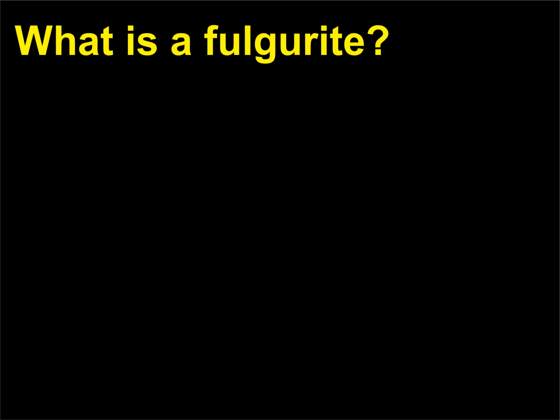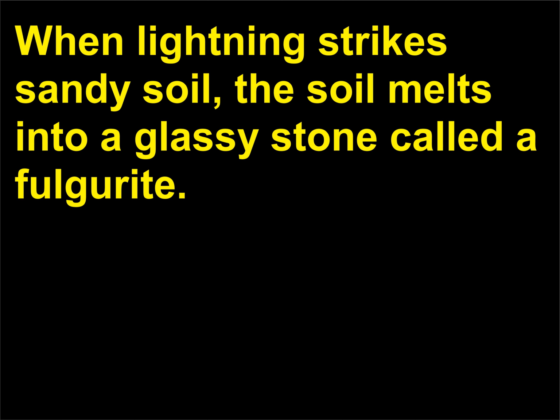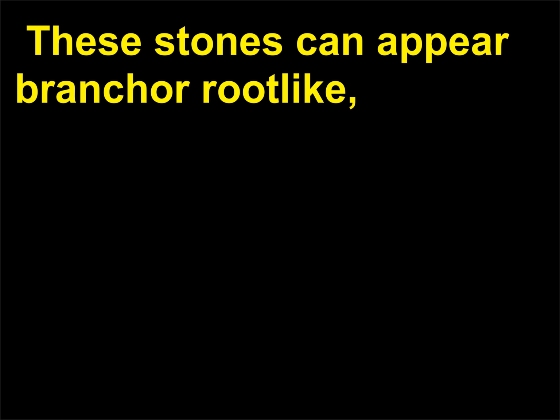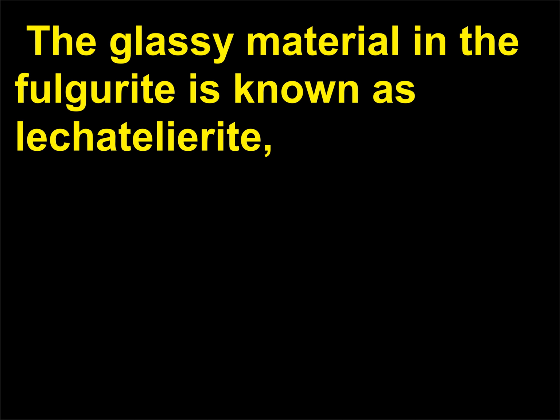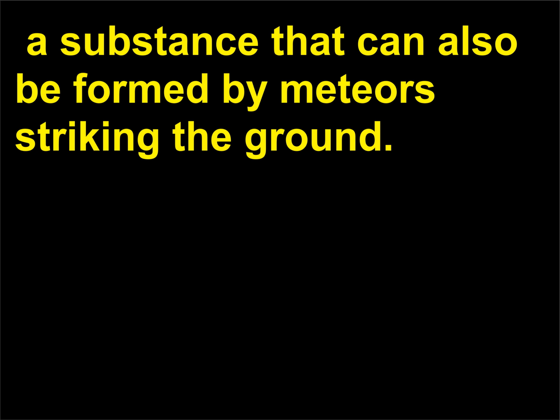What is a fulgurite? When lightning strikes sandy soil, the soil melts into a glassy stone called a fulgurite. These stones can appear branch or root-like, almost as if the bolt of lightning has been fossilized or petrified somehow. The glassy material in the fulgurite is known as lechatelierite, a substance that can also be formed by meteors striking the ground.